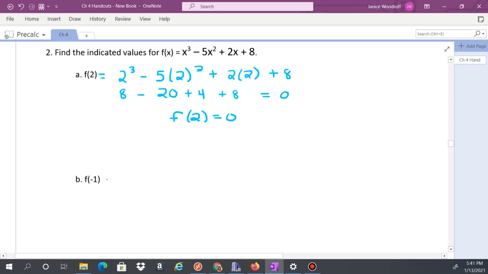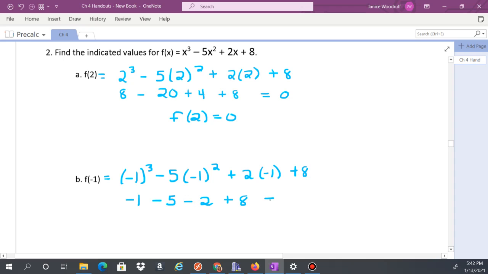Say we do the same thing with -1. We have -1 cubed minus 5 times -1 squared plus 2 times -1 plus 8. -1 cubed is going to give me -1. -1 squared is +1, times negative 5 gives me a negative 5. 2 times negative 1 is negative 2, plus 8. Negative 1 minus 5 is negative 6. Minus 2, negative 8, plus 8, 0. So again, my output is 0.